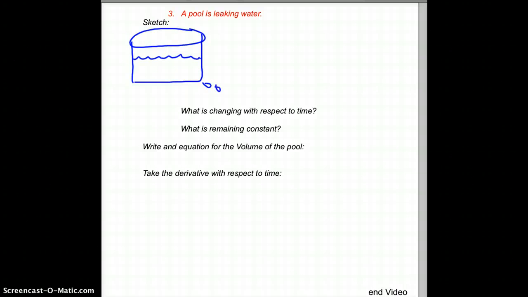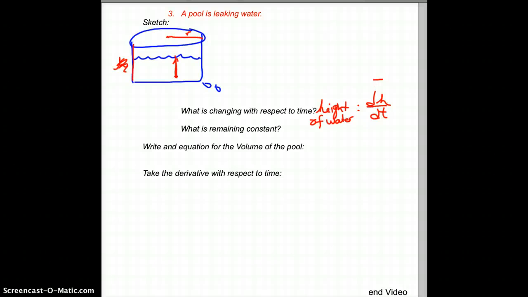My pool has dimensions. It's got a radius of r, which is important, and I've got a height h, and then I've got the height of the water here also. So when it says what is changing with respect to time, well, there's two things here that are changing. As the water leaks out, the height of the water is going down. So I would say the height of the water, and what I would call that would be dH dt. And notice that's going down, or the number's getting smaller, so that would actually be a negative rate of change.